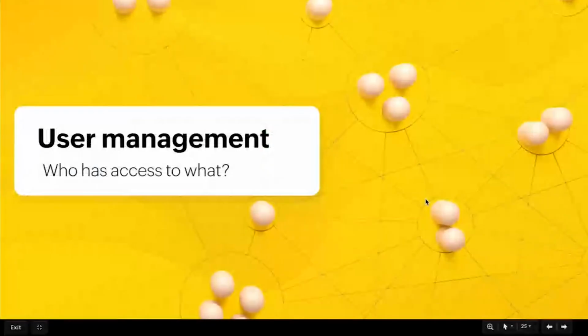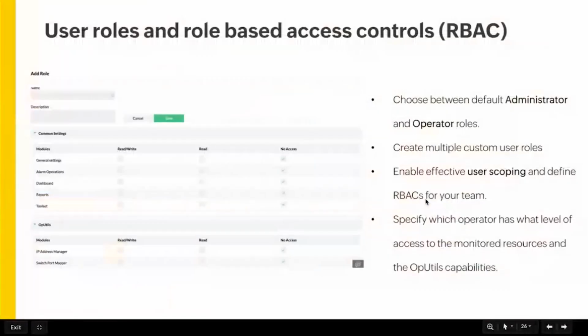So to make sure your network integrity stays in place, you have to make sure that you define who has what level of access inside your network. Also, you do not want to limit efficiency by giving limited access to users. So OpUtils' role-based access control tool can help you create customized roles for different users and team members based on their domain. We also have predefined administrator and operator roles, which you can take advantage of.